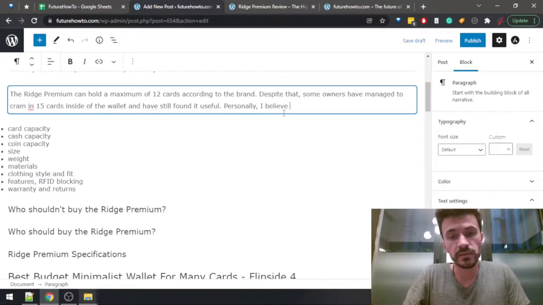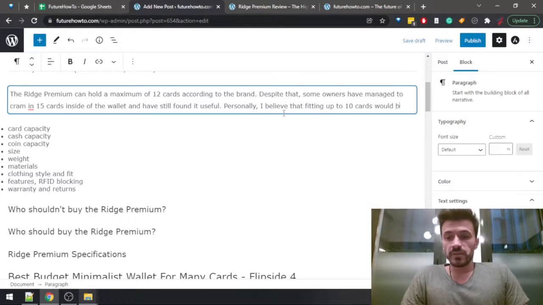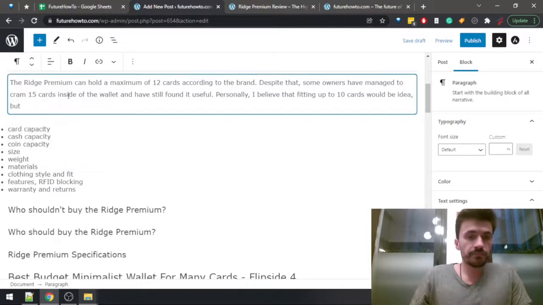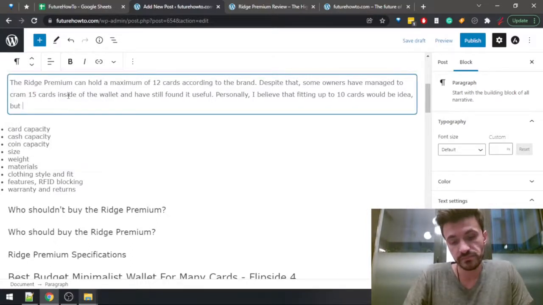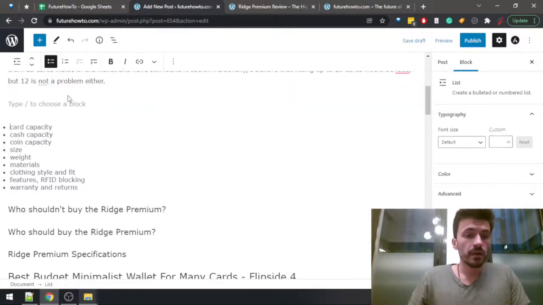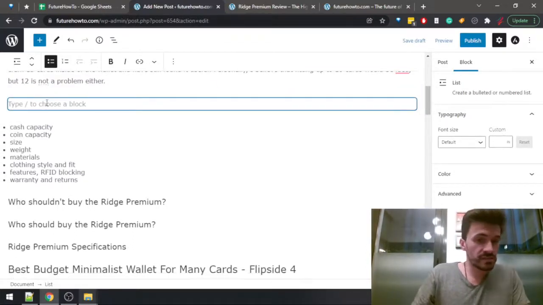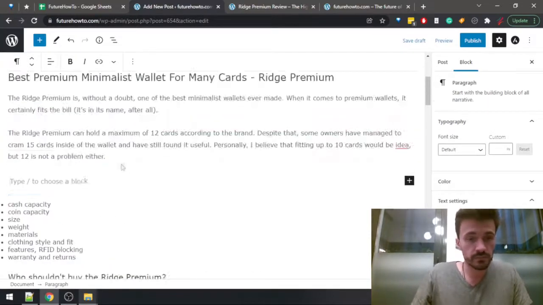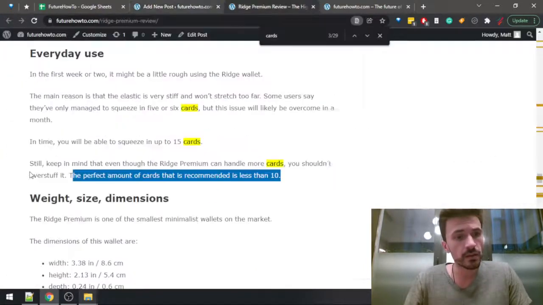Personally, I believe that fitting up to 10 cards would be ideal. But 12 is not a problem either. Okay, and there we go. The first one is done. So this is what we do. This is simply what we're doing pretty much for most of the content.